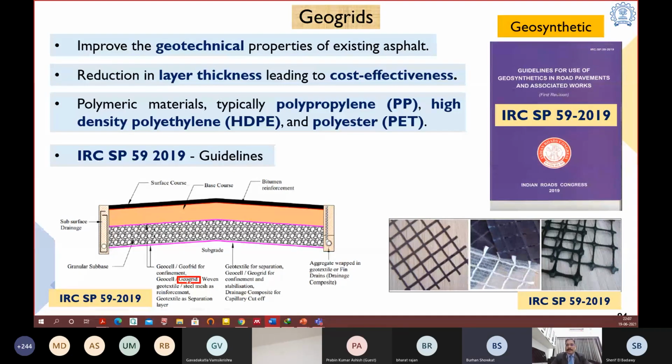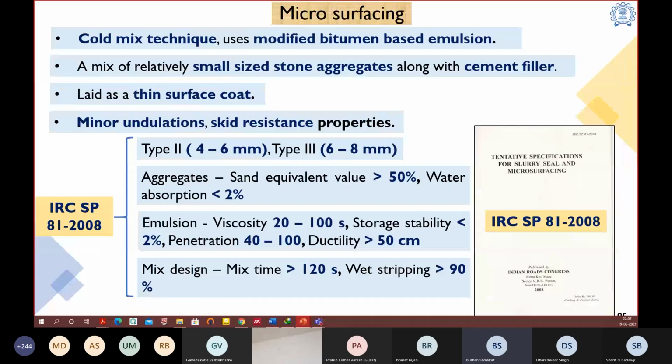Right. Yeah. So again, NHAI has taken up major studies for the usage of geogrid to reduce the width of the pavements. So NHAI is also encouraging the adoption of geogrids. So finally, we also have microsurfacing, which is one of the corrective measures that can be undertaken for the purpose of maintaining a particular pavement.